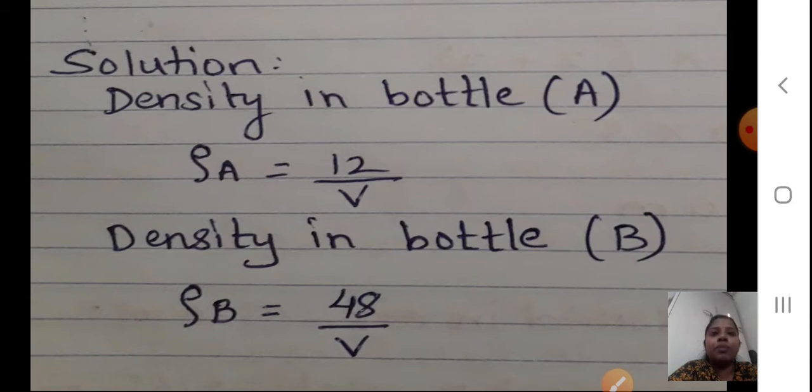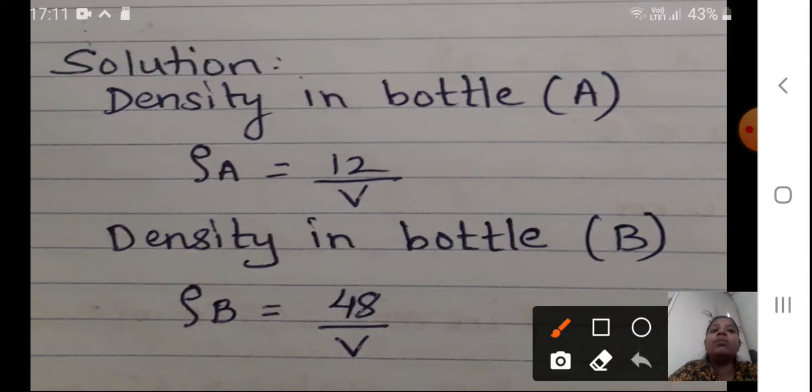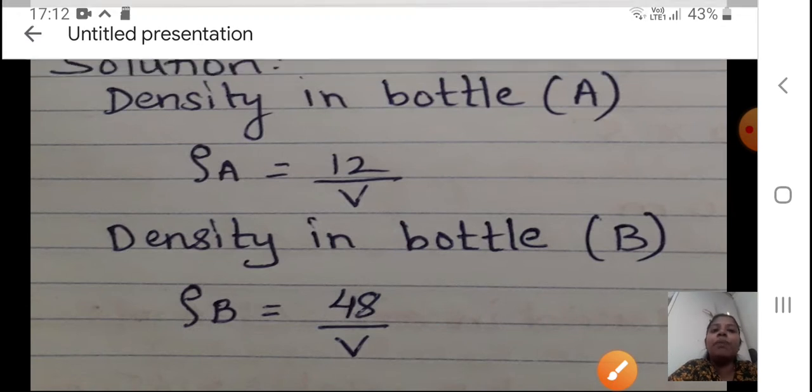Now the solution part. First we will calculate the density of the hydrogen in bottle A, rho A, that will be 12 upon V. We take mass upon volume. Volume V will be the same because the bottles are identical. 12 is the mass of hydrogen in bottle A. Then density in bottle B, rho B is equal to 48 upon V. 48 is the mass in bottle B. I hope this part is clear to you.